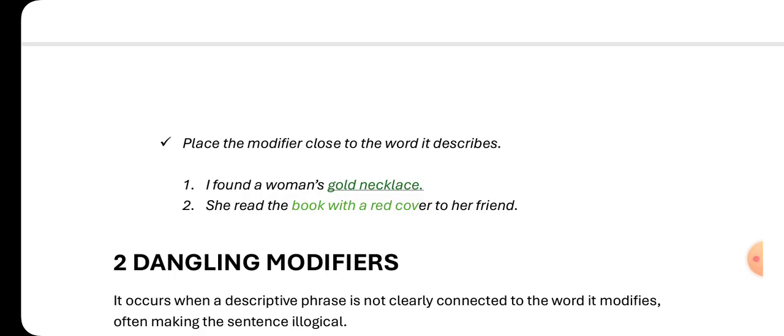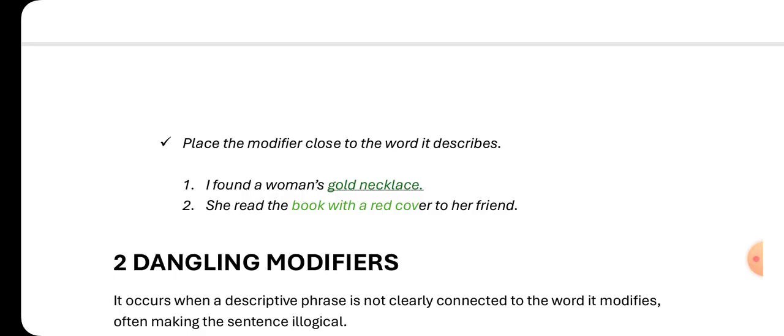Which word are we modifying here? It was the necklace. So when you want to modify it, place it closer to it. That's why the gold has been placed so close to the necklace, making it so clear. So: I found a woman's gold necklace.